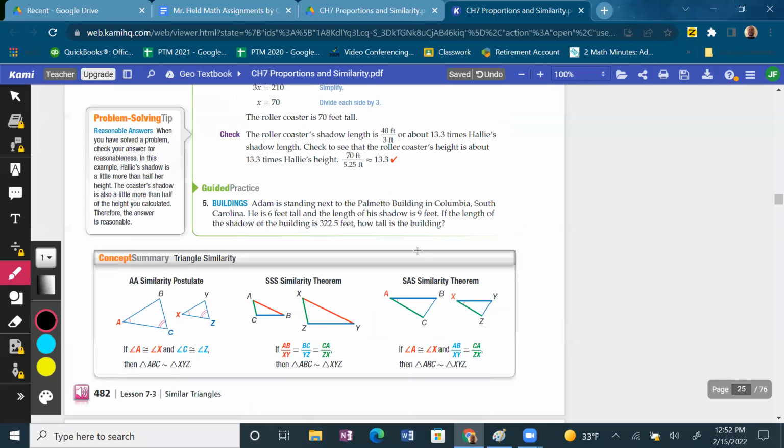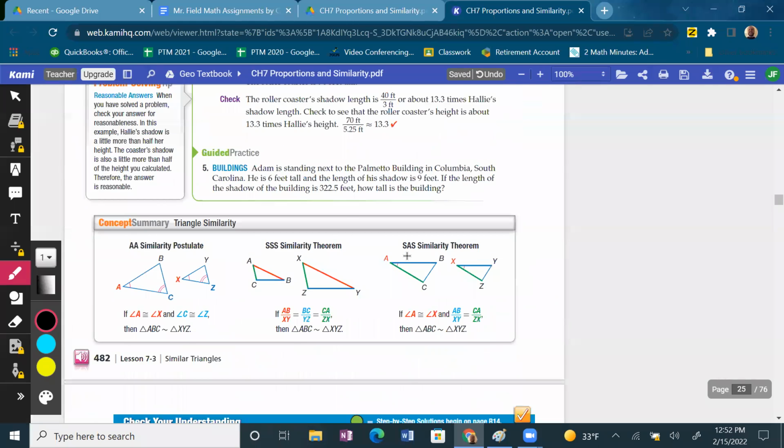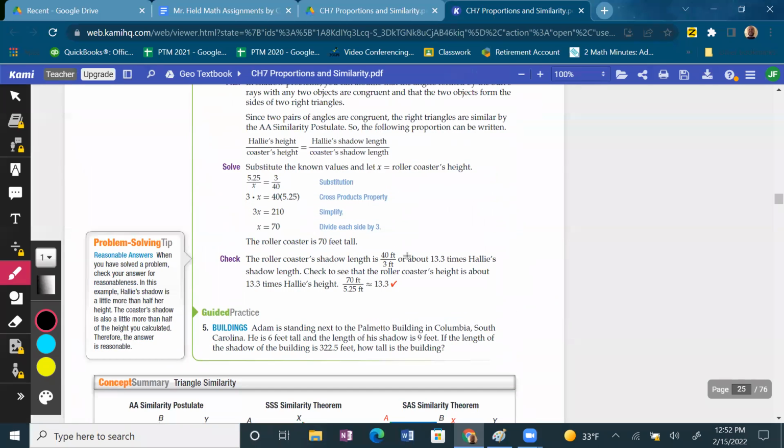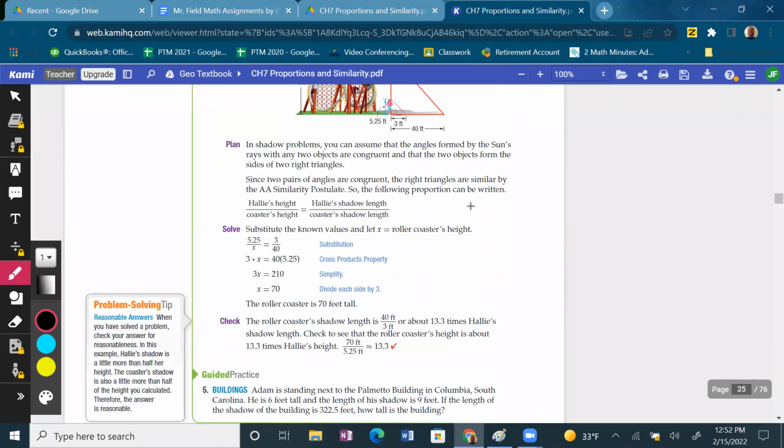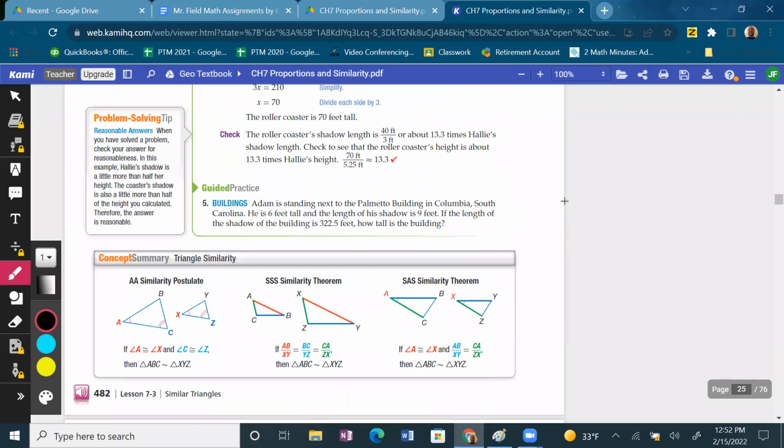And my favorite one before we're done is indirect measurement. You can take similarity and you can measure things using shadows. Hopefully it'll be warm enough that we can use the shadows outside and measure some objects that are otherwise not measurable.